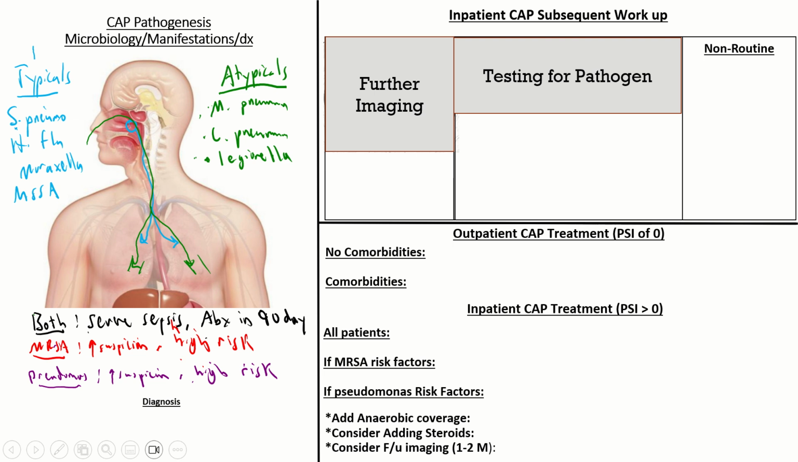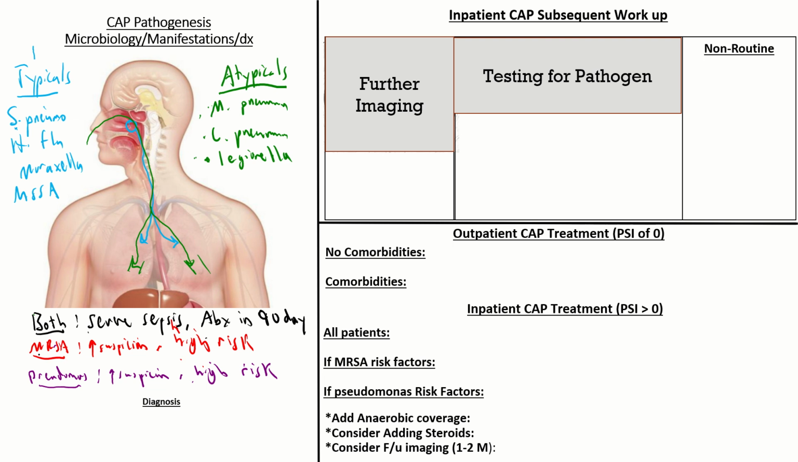Do they have bronchiectasis? Patients with bronchiectasis are much more likely to be colonized by Pseudomonas. Or do they have really severe COPD with recurrent treatment with steroids? These are all high-risk patients that you're going to need to cover Pseudomonas with.